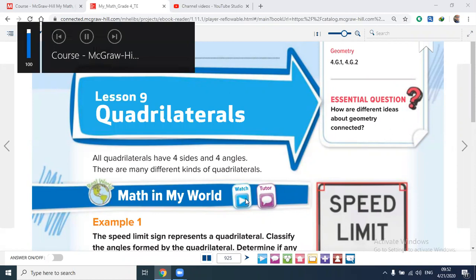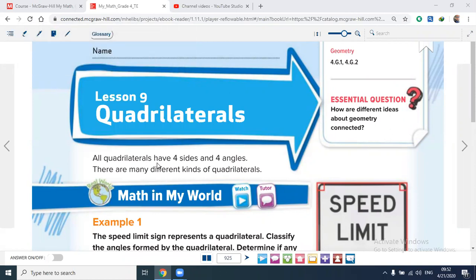Okay, our lesson today, page number 925, is quadrilaterals. This is our lesson for today. All quadrilaterals are polygons with 4 sides and 4 angles. Again, any polygon with 4 sides and 4 angles is called a quadrilateral, and there are many different kinds of quadrilaterals.